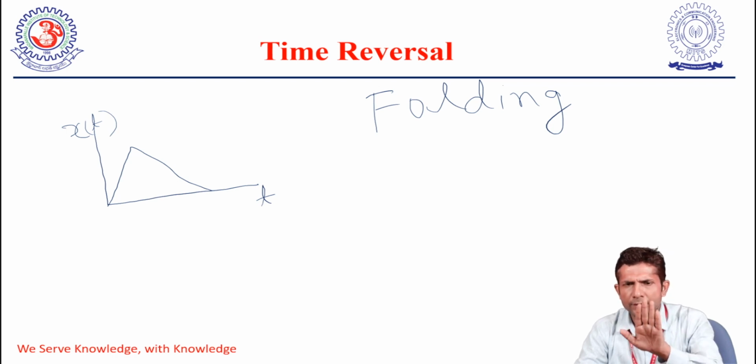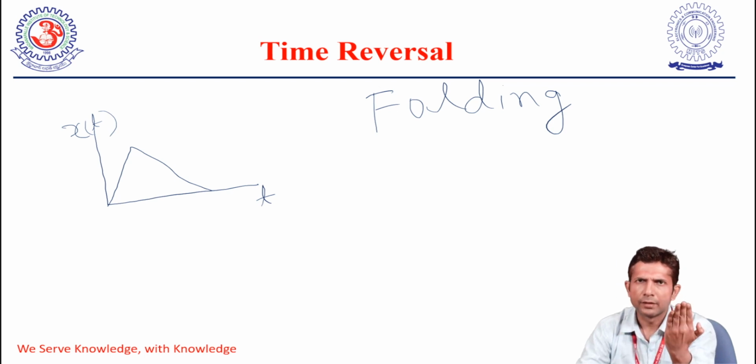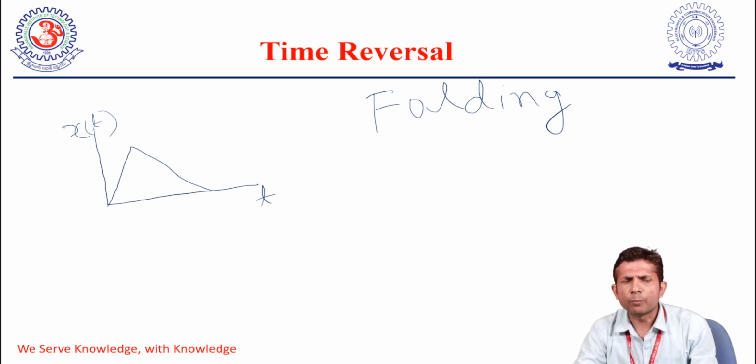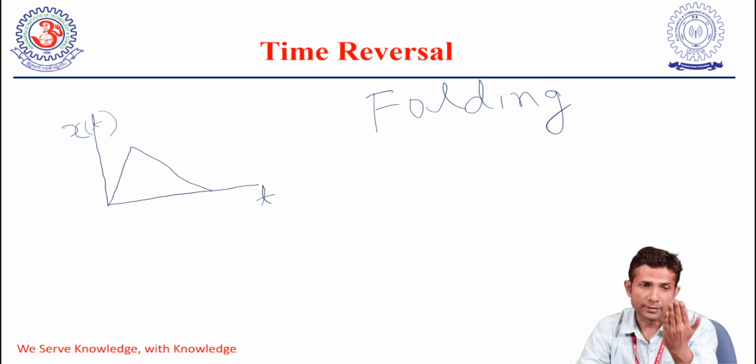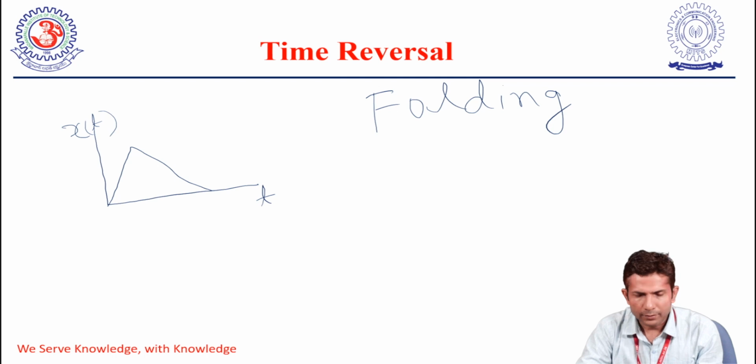How do you do the folding? Suppose this is my hand. If I want to fold this hand, I can do it like this. This is the folding operation. In the same manner, if we want to do the time reversal operation on any signal, we do the folding operation, like I am folding my hand. So how do we fold this signal? Suppose this is 2. If I want to do the folding or time reversal operation, let us draw the resultant signal. What will be the signal after the folding or time reversal operation? So let us draw.